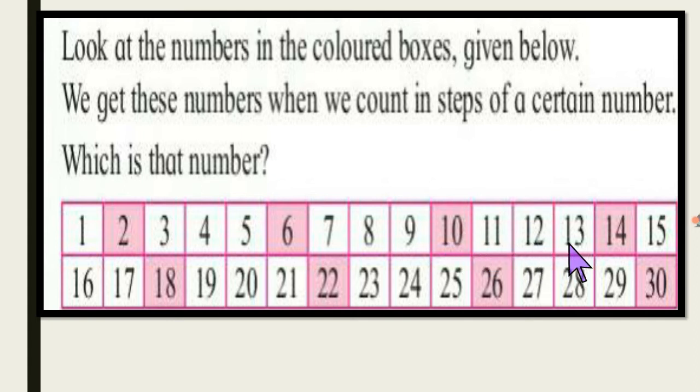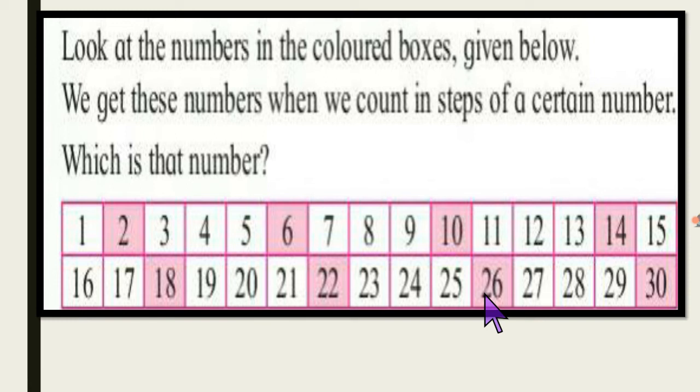1, 2, 3, 4. Which number here? 14. Then after 14 again we count 4 steps. 1, 2, 3, 4. Which number here? 18. Then after 18 we count 4 steps. 1, 2, 3, 4. Which number here? Yes, 22. Then after 22 again we count forward 4 steps. 1, 2, 3, 4. Then we get number 26.